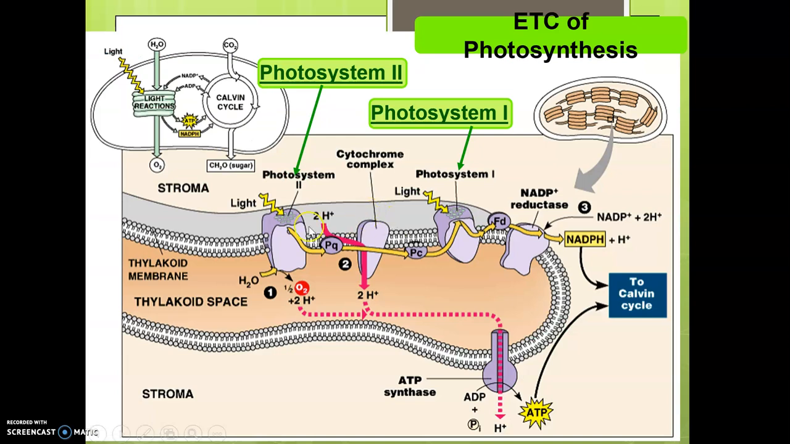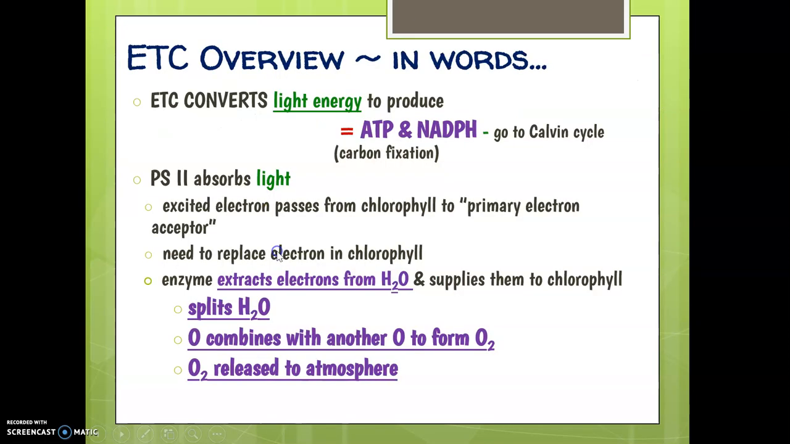Okay, so this is the same picture that we looked at before. So we have photosystem 2 and then photosystem 1. So that light energy goes through photosystem 2 first. That's where we have all of our chlorophyll A, and then photosystem 1 is where we have chlorophyll B. So your electron transport chain converts light energy to produce ATP and NADPH. We send those to the Calvin cycle.